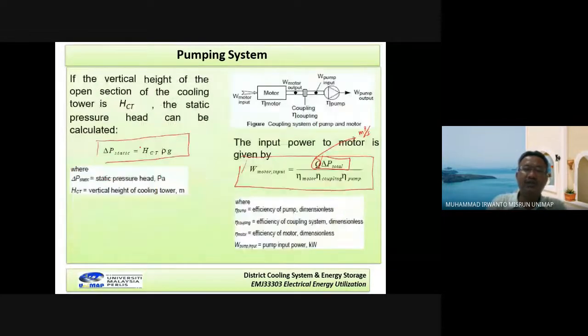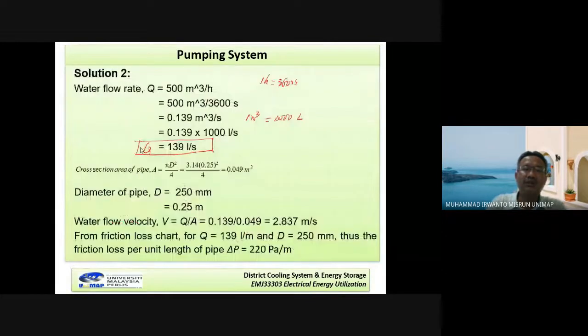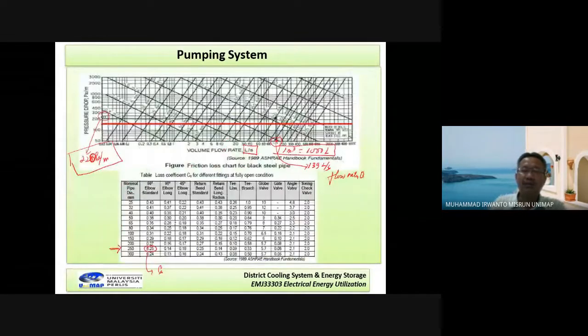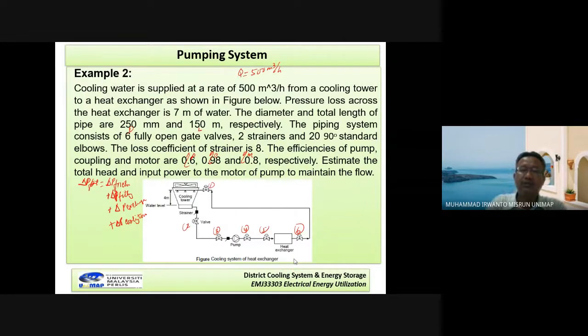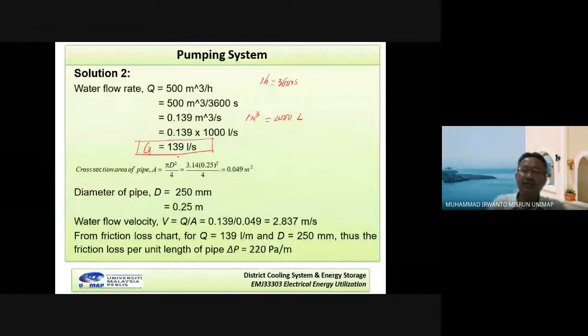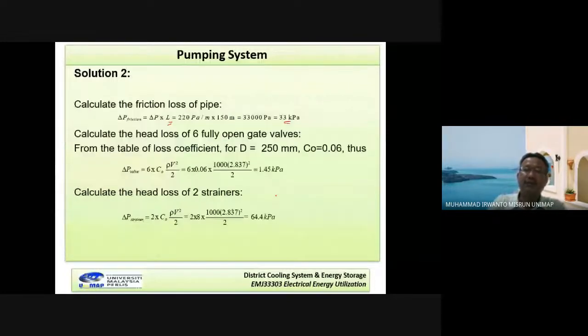And then the value of the K for the valve, look here. 0.06. Refer to the table. Get valve here. We obtain it is K for the valve, 0.06. So this one should be multiplied by 0.06. Rho is 1000 and V is given by this one, 2.837, squared, divided by 2. We obtain here 1.45 kilopascal.